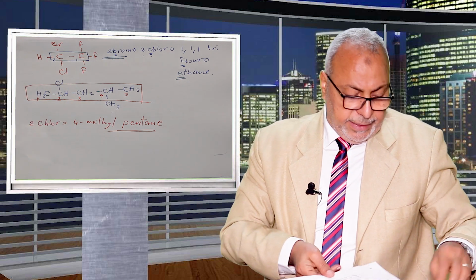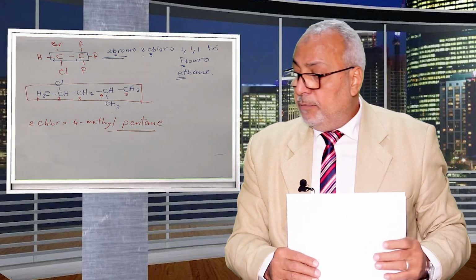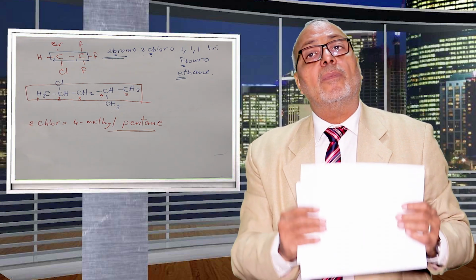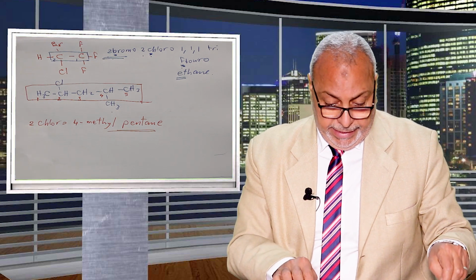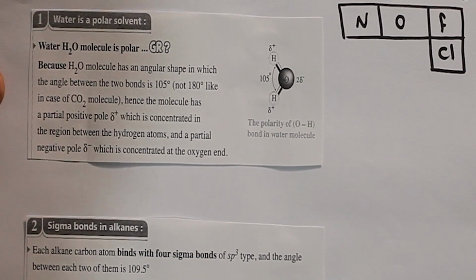Alkenes as the first series. Before studying it, we need some concepts which we will use again. Number one, water is a polar solvent. What is meant by polar solvent?